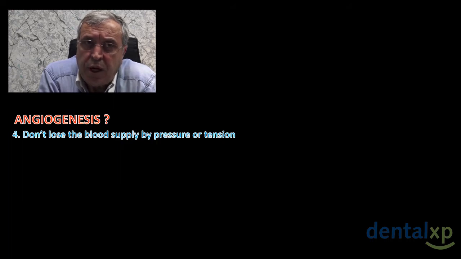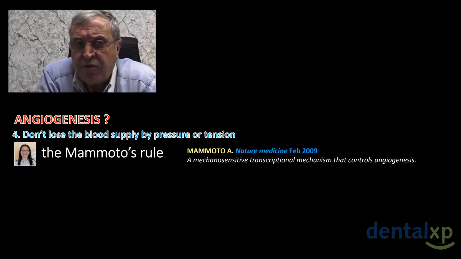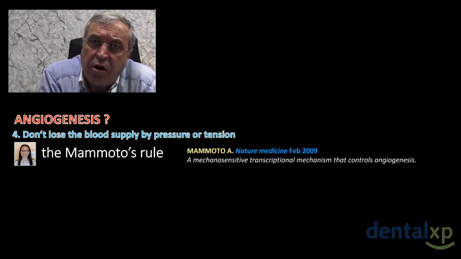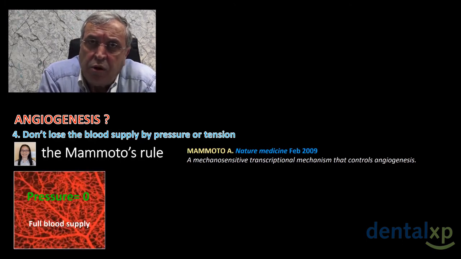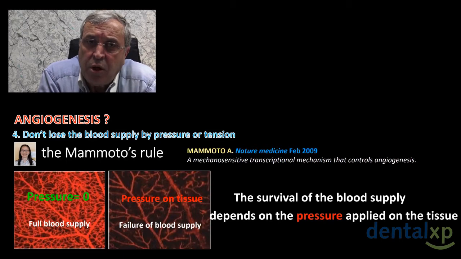Don't lose the blood supply by pressure and tension. This is a concept of Mrs. Mamoto from Boston University. She published this amazing paper in Nature in 2009, and I met her immediately after because I wanted to know more about the condition of the stability and the maintenance of the blood supply. If you don't press a tissue, you can get a full blood supply. But if you press it, you will lose it. This is a problem. If we apply a pressure, we will lose the blood supply after a while.